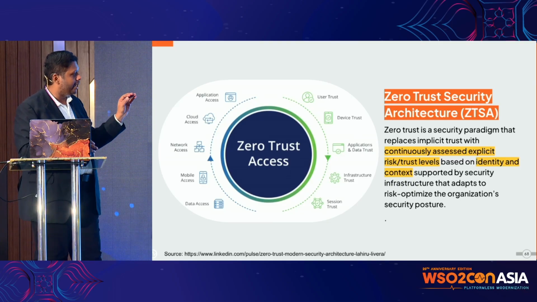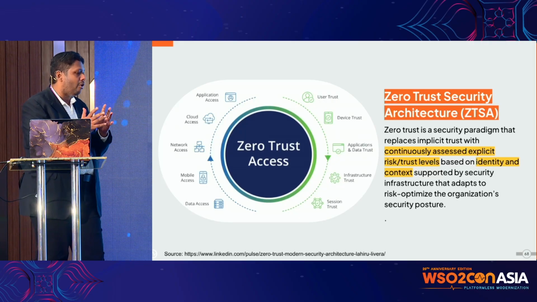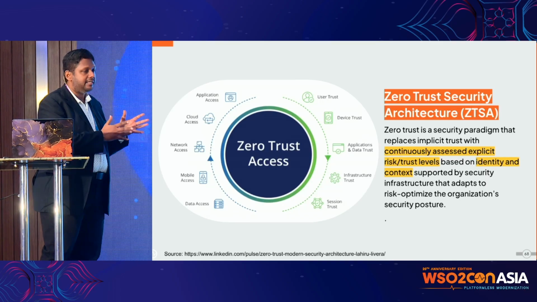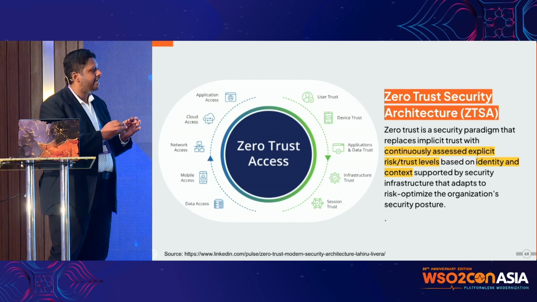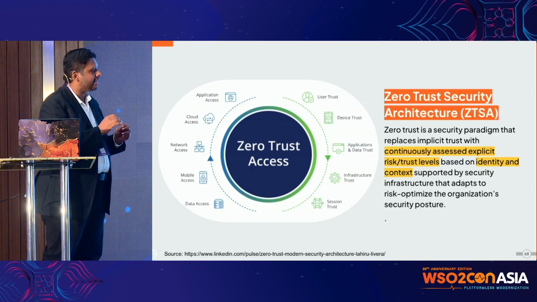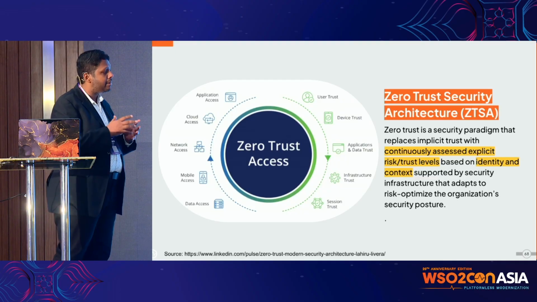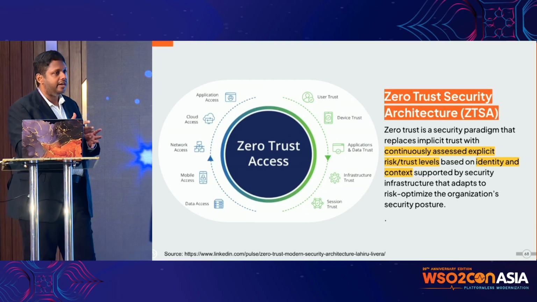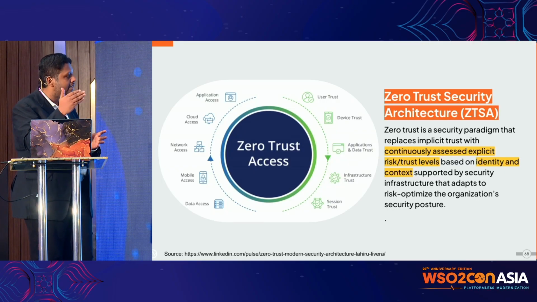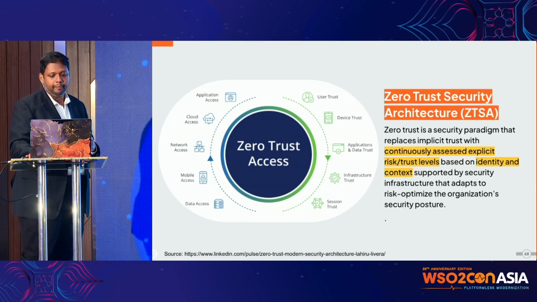So I just wanted to allude to zero trust architecture, because traditionally you would have thought, if I have logged into the application, I should be able to access any API. But that is not the case with zero trust architecture. Zero trust architecture forces you to continuously assess explicit risk or trust levels, and also consider the identity and the context, not just the identity but the context. The context can also differ over time. So whenever you access the API, you need to consistently validate that the required authorization levels are there.